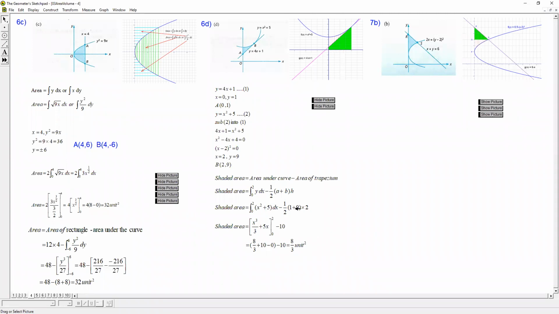So you have to minus the area of trapezium, the green color trapezium, then you get the answer, right? So this one integrate linear polynomial, you get this. Then this trapezium is 10 unit. So area under the curve minus the 10 unit trapezium, your answer is 8/3 unit square. Okay, right.